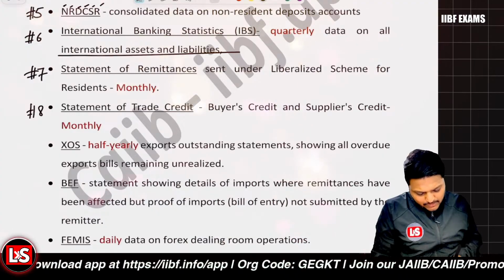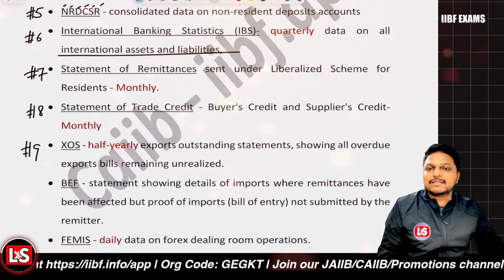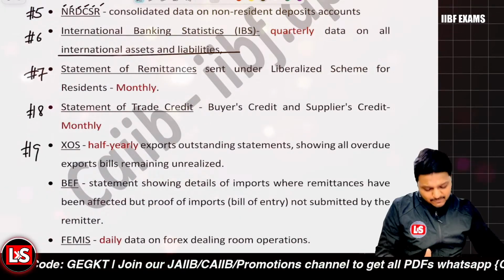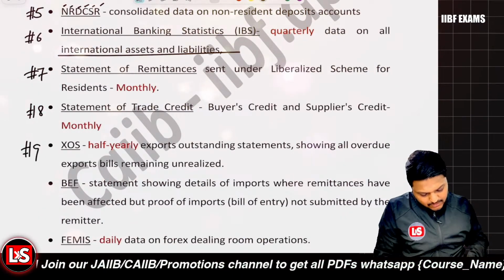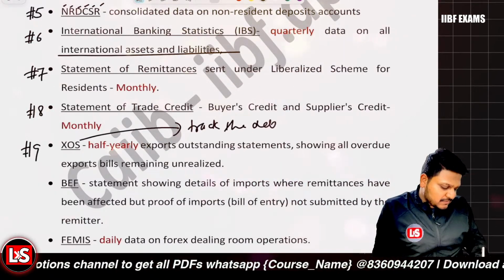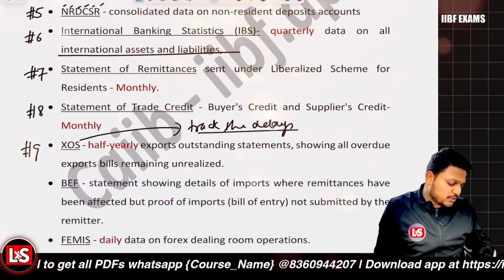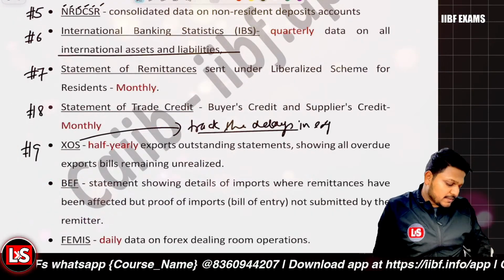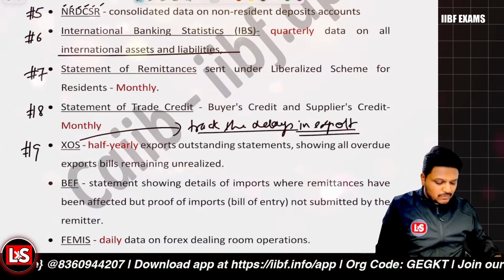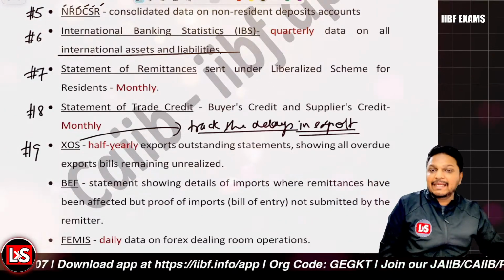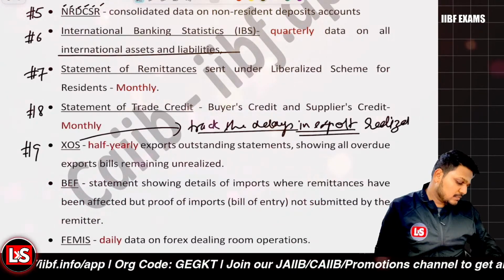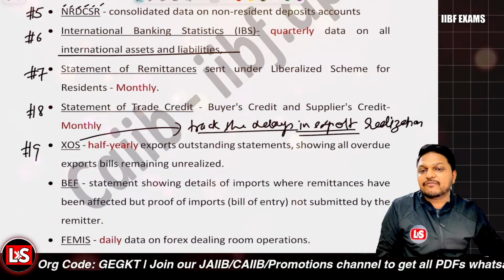Further, it's about the XOS statement. Now, what is XOS? This statement is going to track the delays in export realization, the delays when you have already exported and you have not received your payments. So it's going to track the delay in export realization. It's a half-yearly statement.